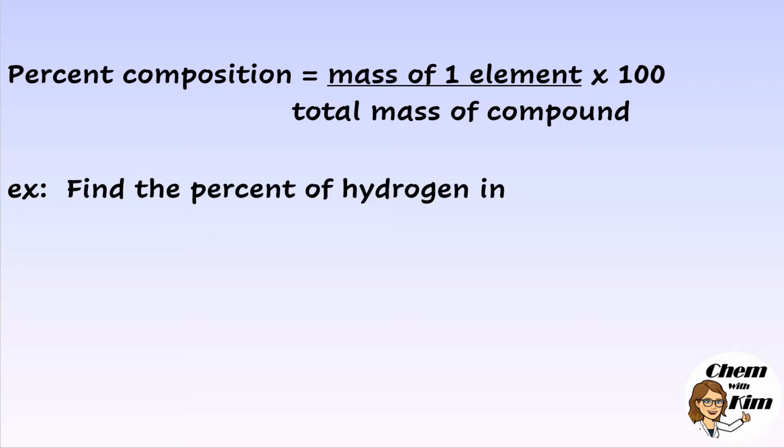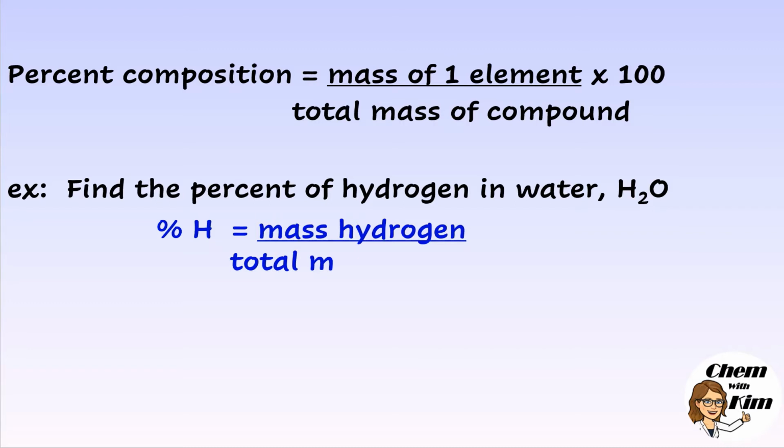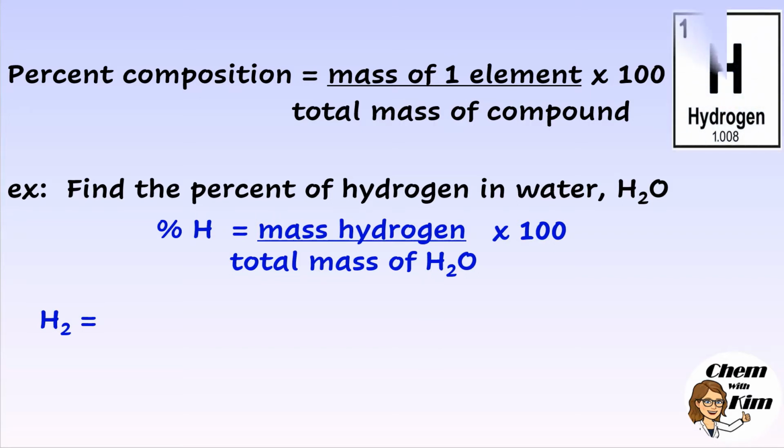Looking at the formula for percent composition, to find the percent of hydrogen, we're going to need to divide the mass of the hydrogen in the compound by the total mass of the compound and multiply by 100. So we're going to need to look up the elements on the periodic table. Looking up hydrogen, we'll see that it has an atomic mass of 1.008. We're going to round that to the hundredths place and it becomes 1.01. Now in H2O, there are 2 hydrogen, so we're going to multiply that atomic mass by 2.